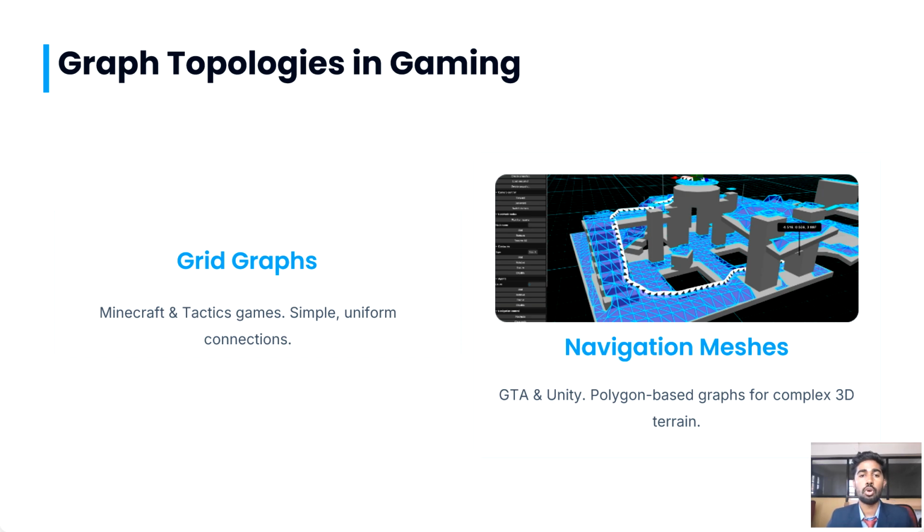Next is graph topology in games. There are different graphs used in games. Grid graphs divide a map into small squares. Navigation meshes divide the map into walkable areas. These help characters move smoothly in a real-world game.